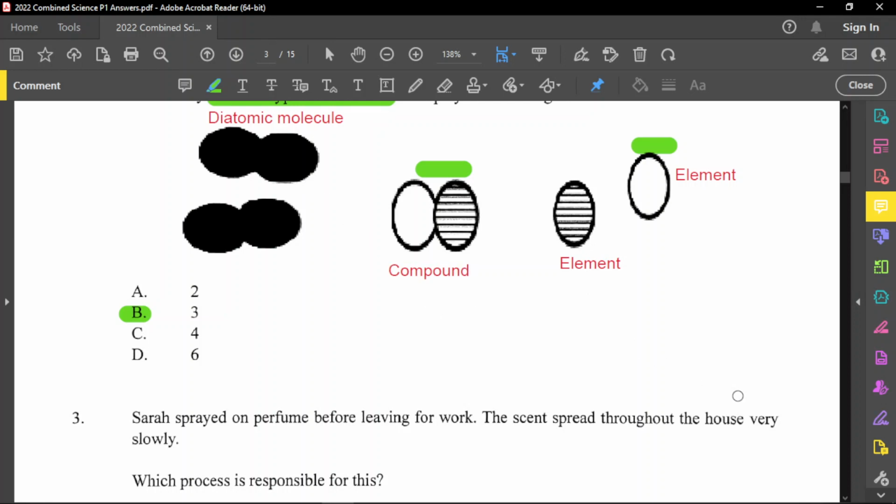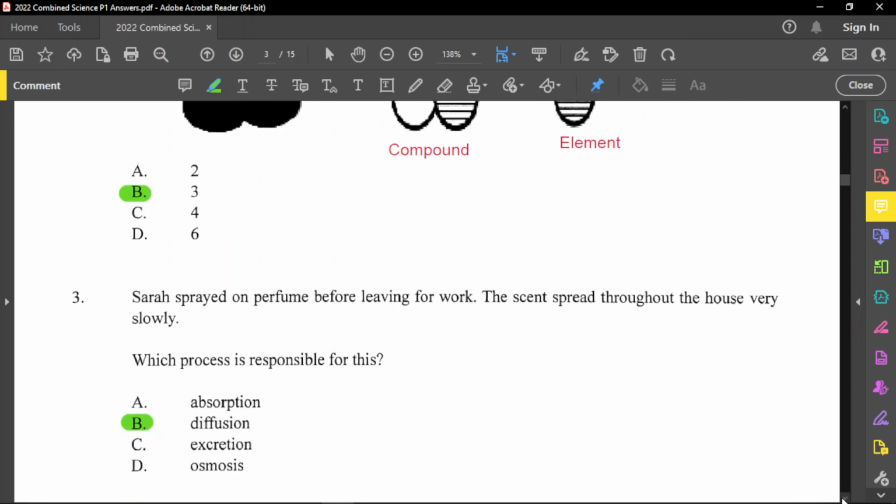All right, so question number 3 is: Sarah sprayed on perfume before leaving for work. The scent spread throughout the house very slowly. Which process is responsible for this? And this is diffusion, because the perfume particles spread from an area of high concentration to a low concentration until it is evenly distributed. All right, and so that is diffusion.